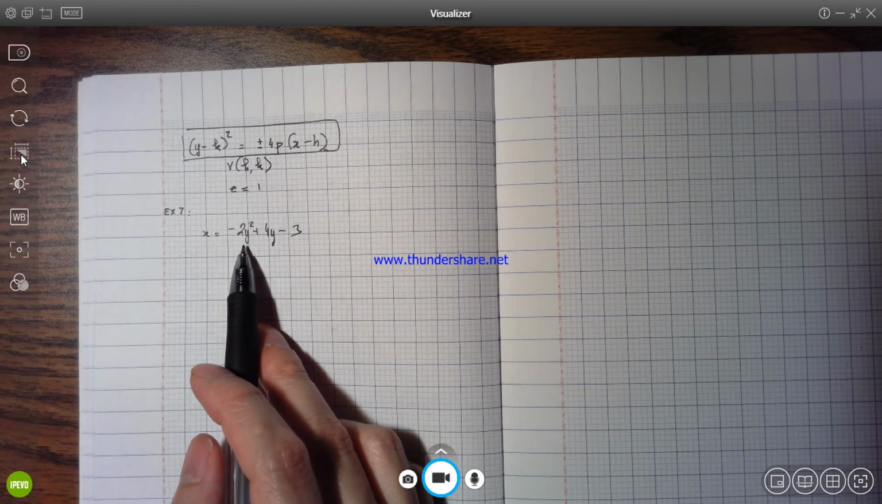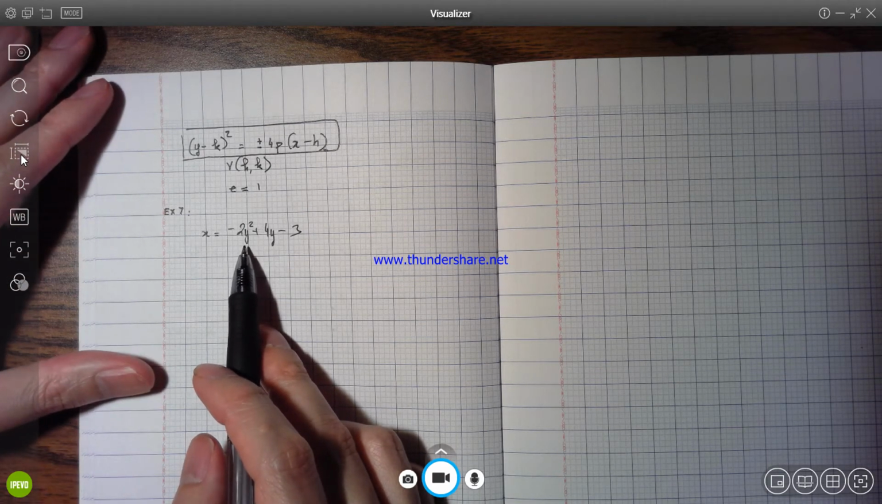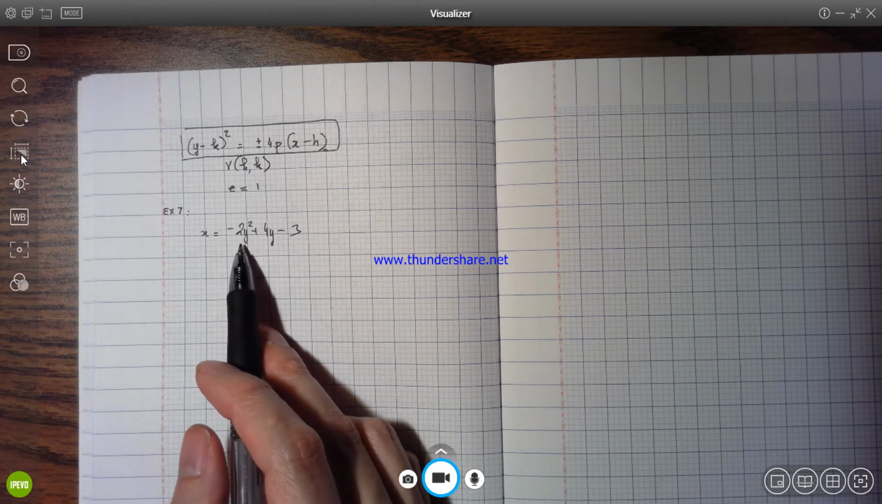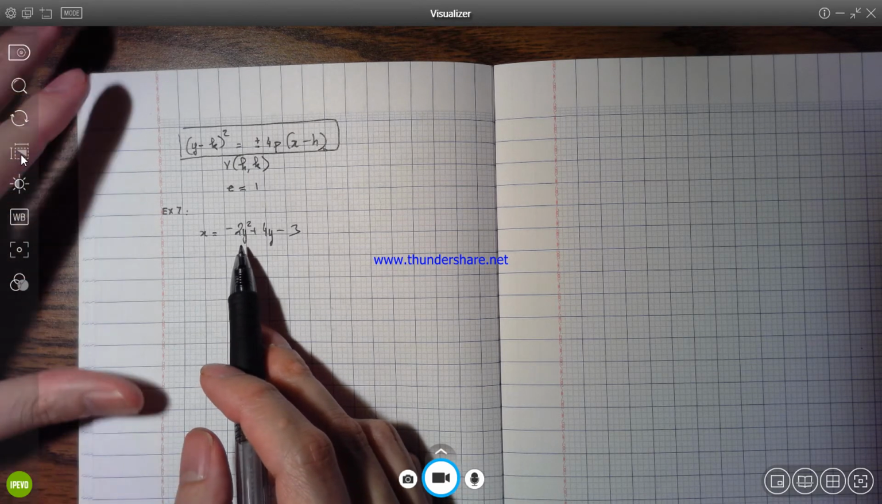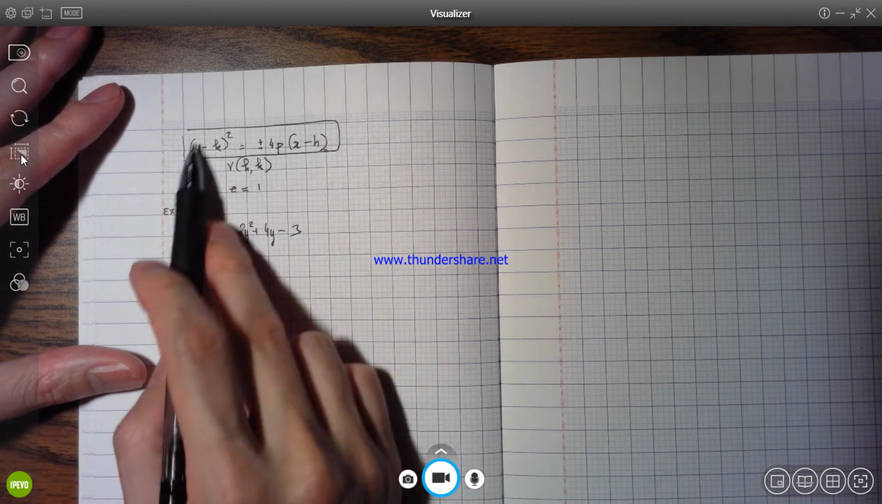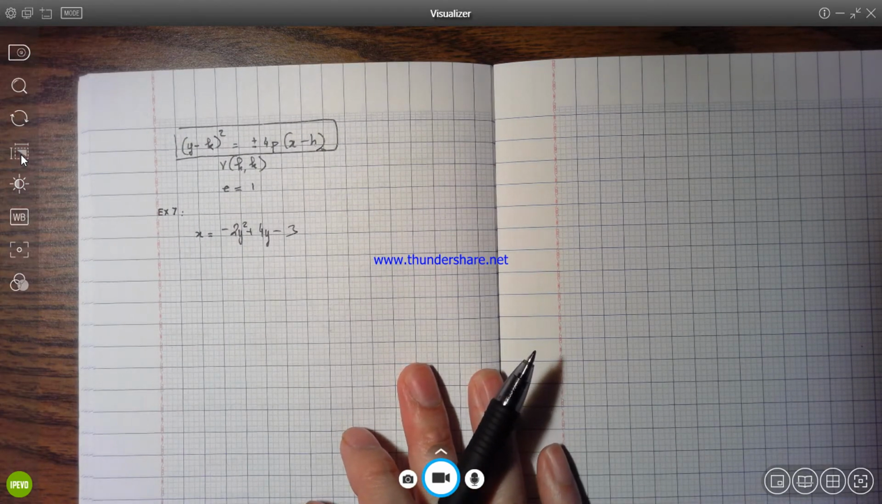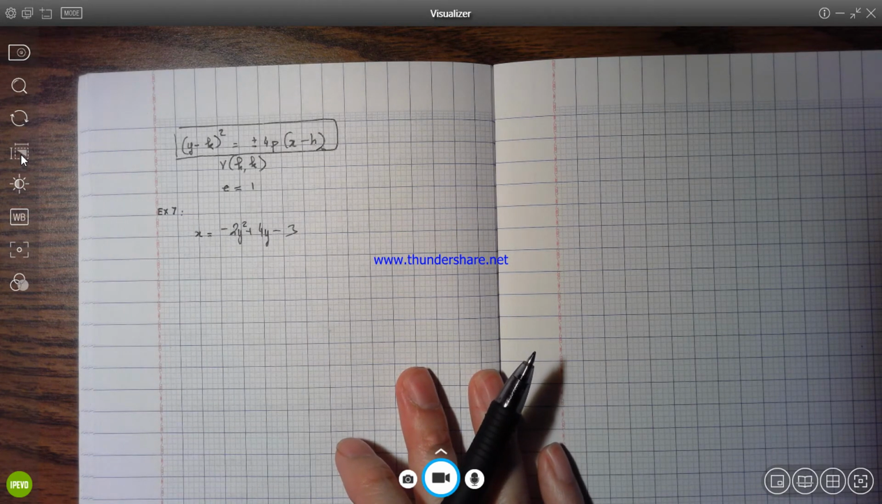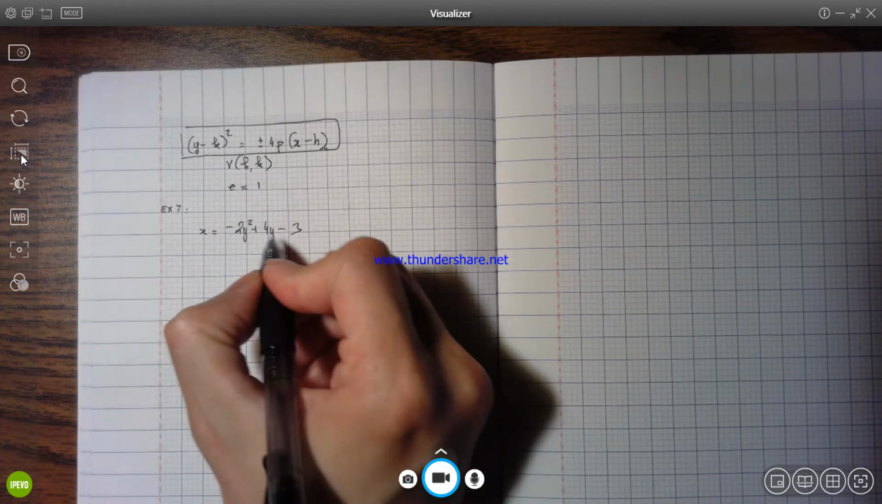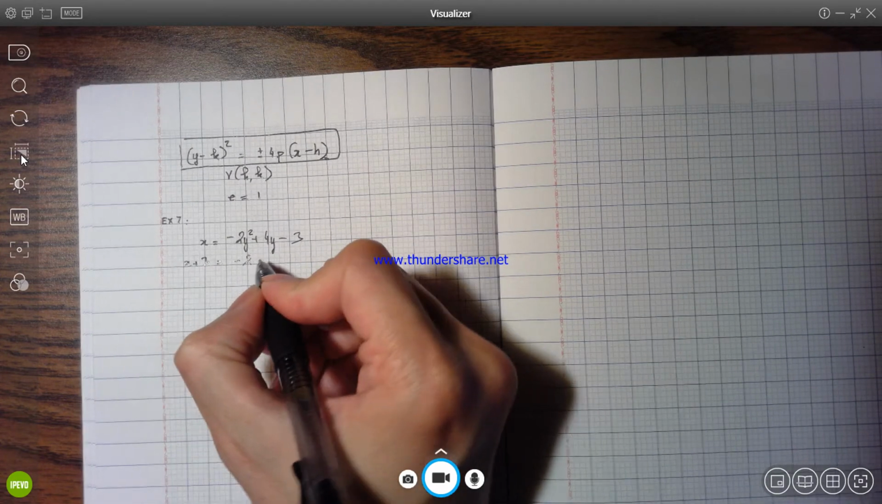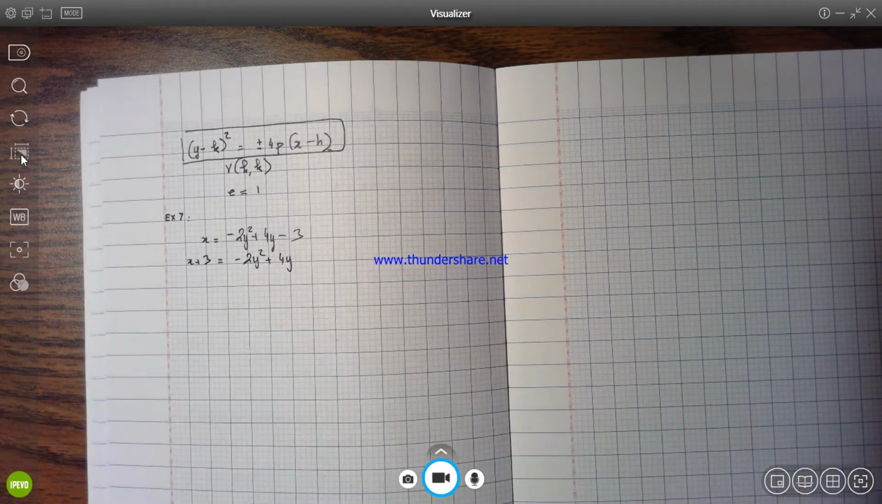And we know right away that this is one whose vertex is not at the origin. The vertex could be somewhere else, so we have to complete the square in order to bring it back to this form. So how are we going to do that? I'm going to add 3 to both sides. So I'm going to have this. Try to complete the square right here.